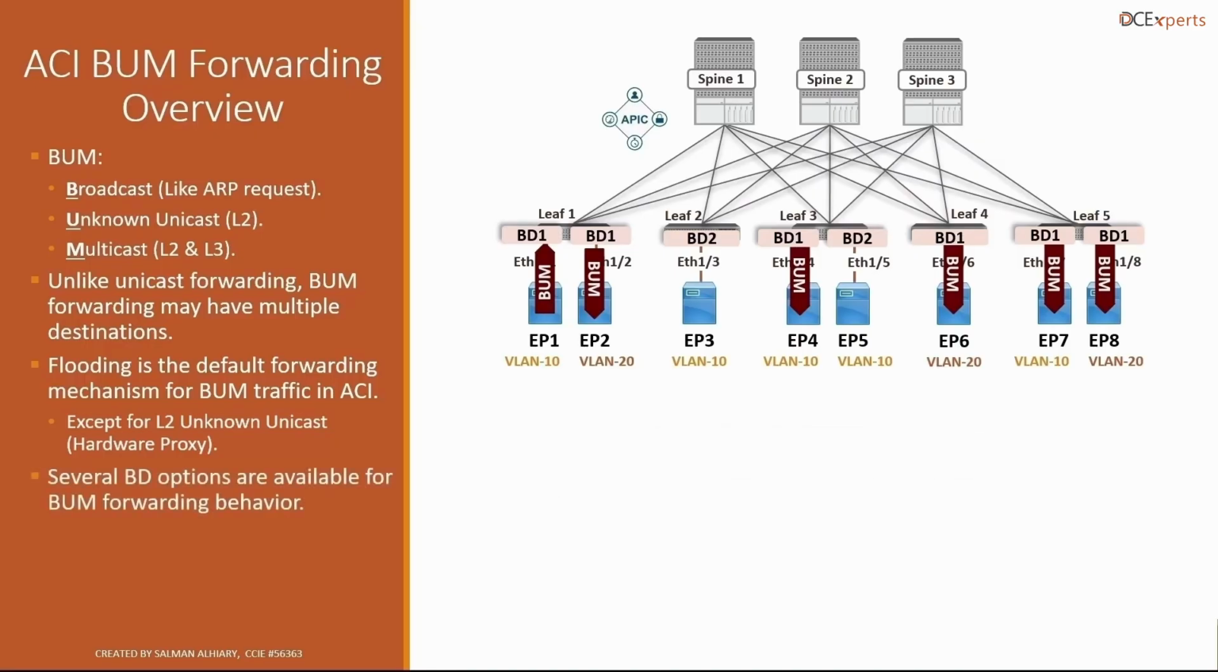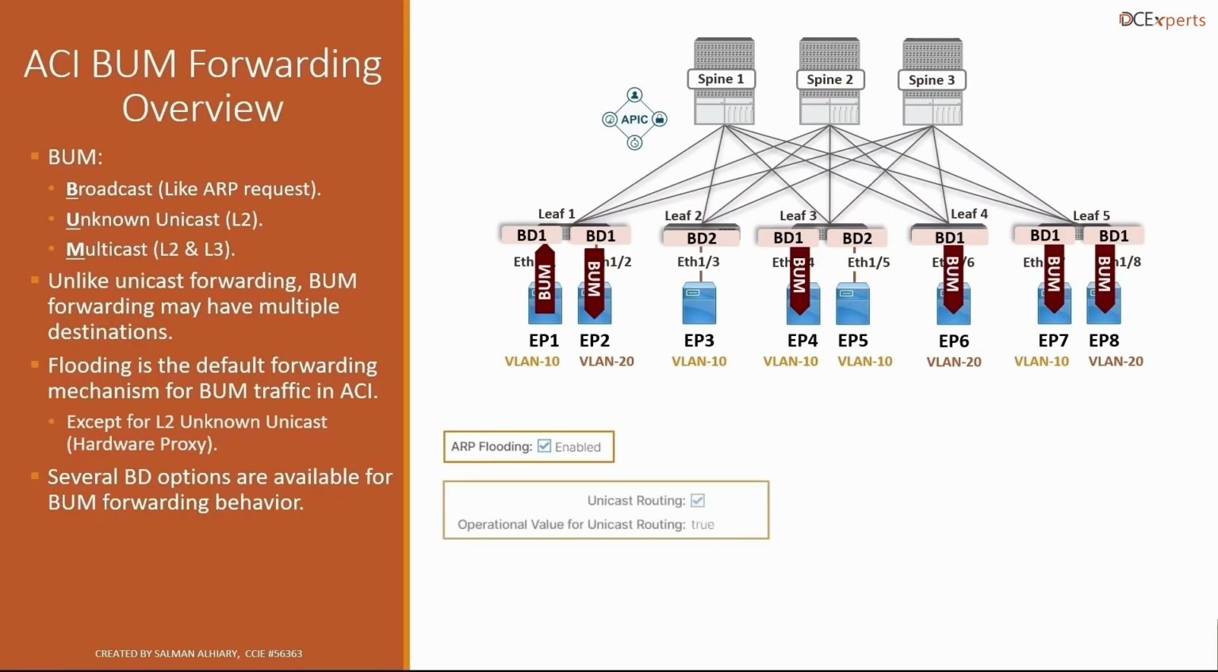As I mentioned in the previous section, several bridge domain options are available for BUM forwarding behavior. These options are ARP flooding. As the name suggests, it floods ARP requests within the bridge domain, because the bridge domain is the layer 2 flooding boundary in ACI. Also, we have unicast routing.